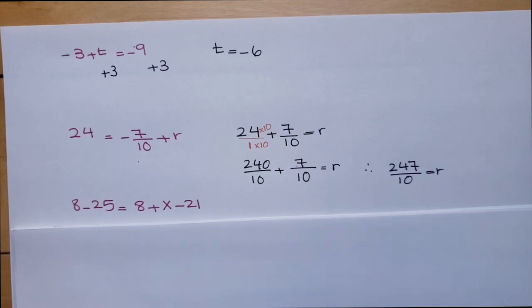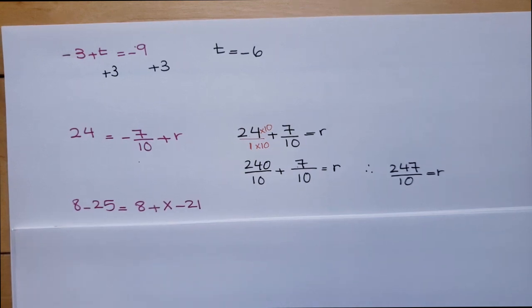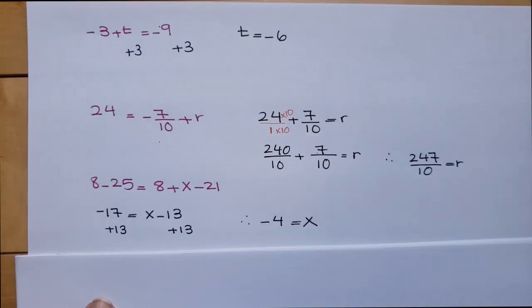Let's do another linear equation. 8 minus 25 equals 8 plus x minus 21. The unknown variable is x. I can simplify this side and this side as well. So on the first side, I would have negative 17, and on this side I would have x minus 13. In order to isolate the x, I add plus 13 to both sides, so the x would be negative 4.